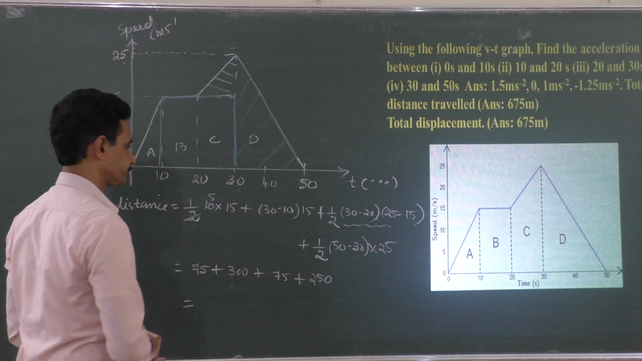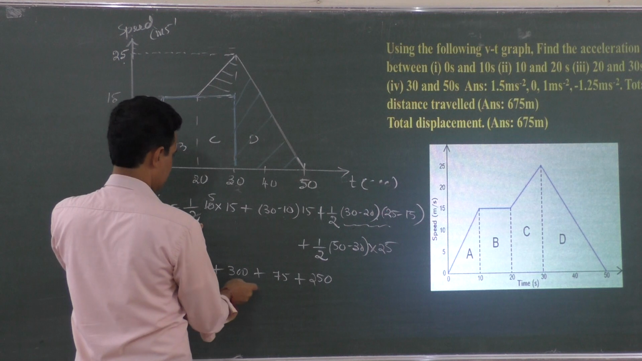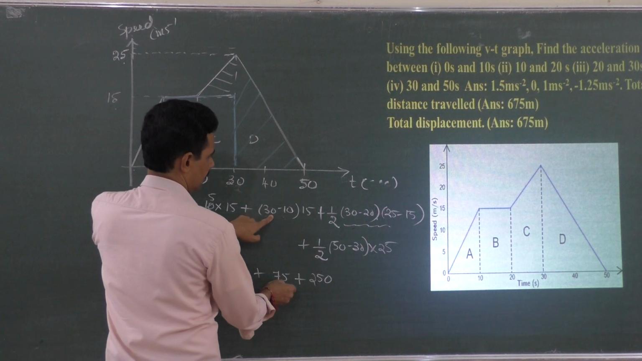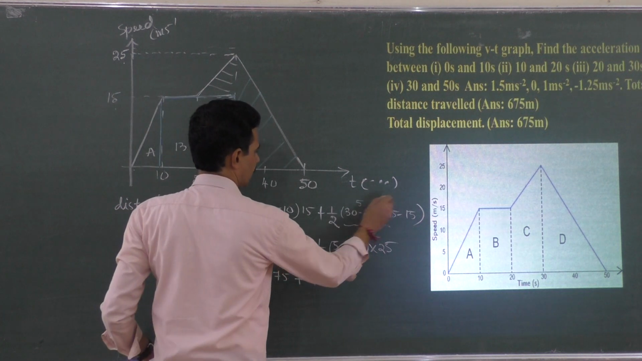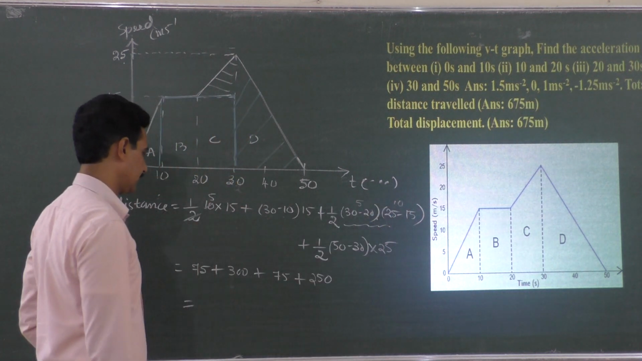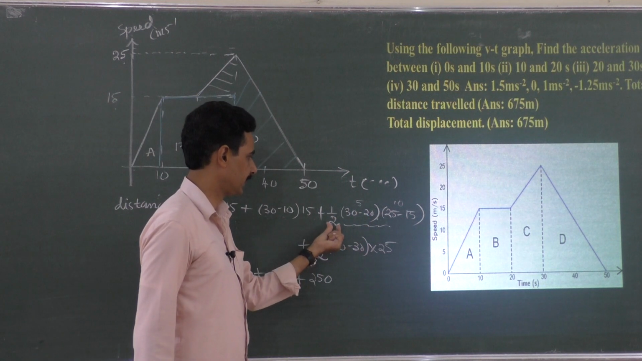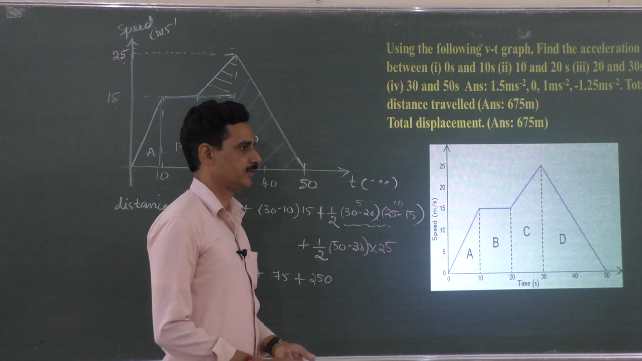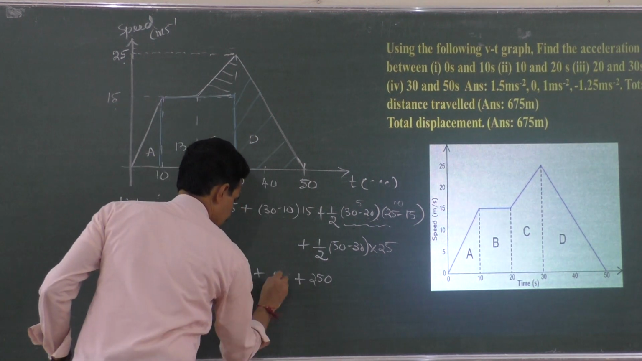Yes. Correct. So what should it be? This is 75. This is 300. This one, 30 minus 20 is 10, 5 and 5 and this is 10, correct? It becomes 50. Am I right? 30 minus 20 is 10, by 2 is 5, 25 minus 15 is 10, 50. This is 50. This is 50.